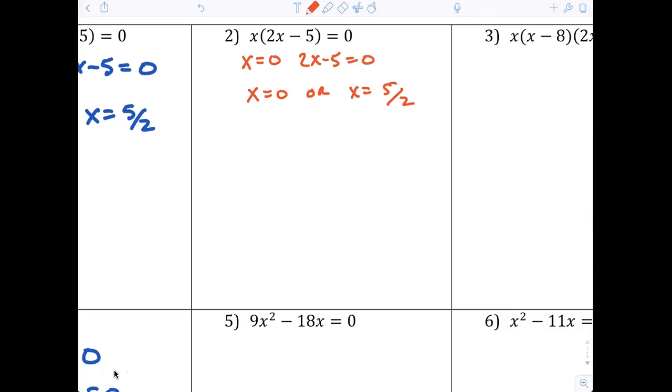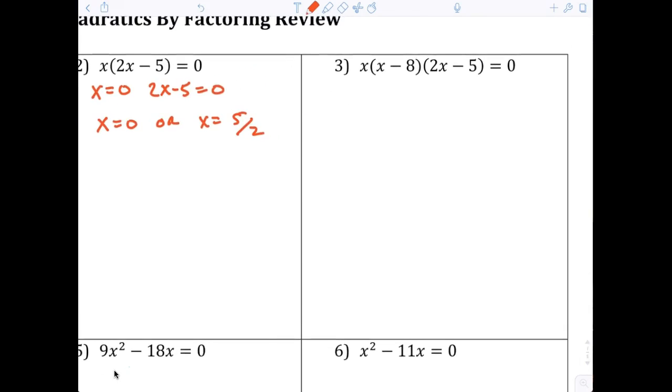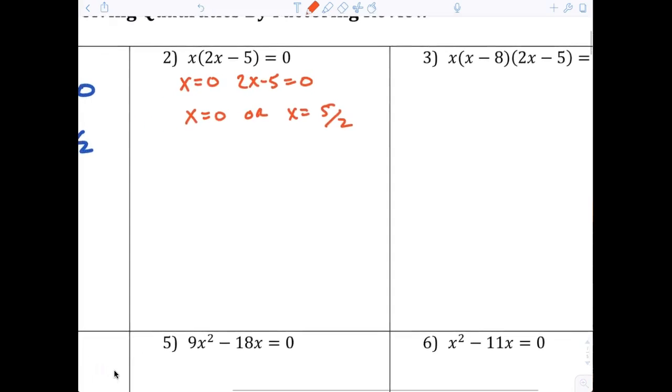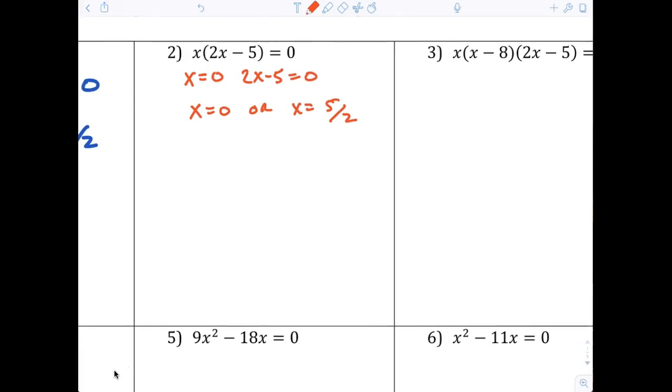Now, just as a quick thing here, look at question number 3. How many solutions are there on question number 3? 3. Okay, so the x that's outside the parentheses, that's just what was factored out? Yes. Okay, that was the GCF.